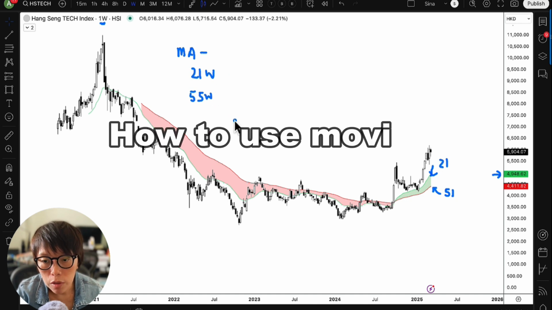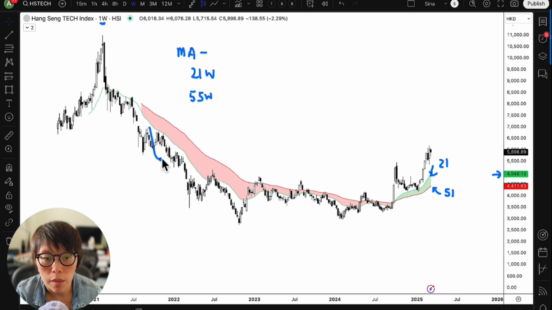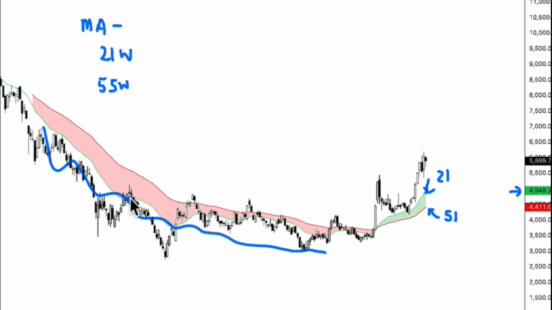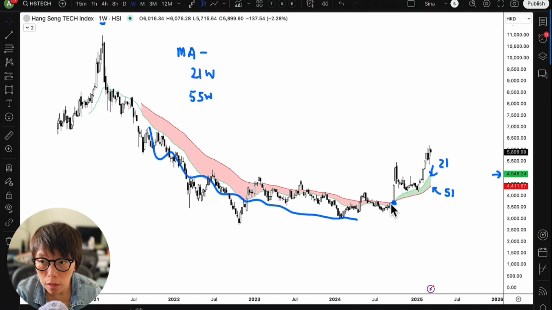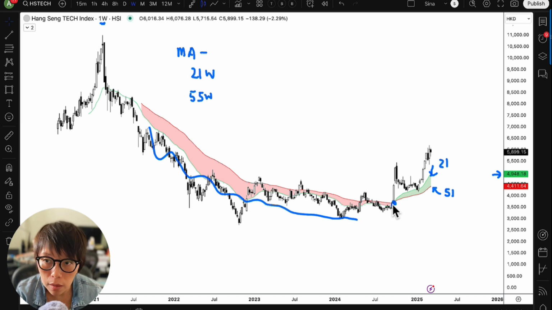Now how do I use these moving averages? For example, prices have been moving downwards here. If you take a look, prices are trading below the moving averages, and the color of the moving average here is generally red. Starting around here, the prices are trading above the moving averages, and the moving average color turns green. So two things here.